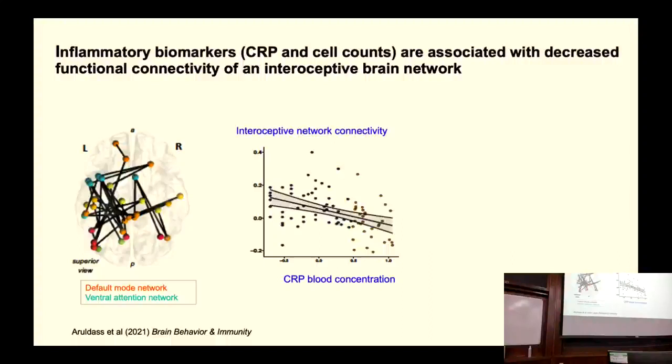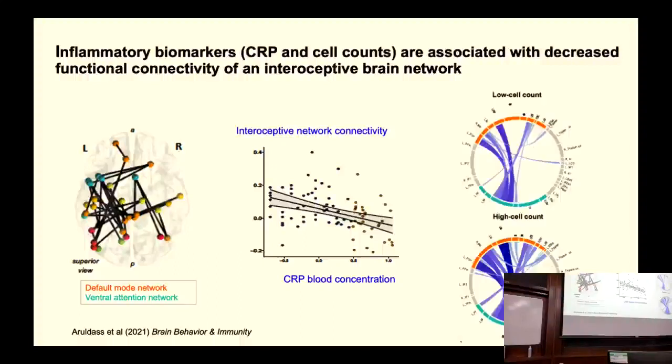So this network, it turns out, is functionally specialized for interoception. And if you look at the connectivity in that network overall, in relation to concentration of CRP in the blood, you can see higher levels of CRP, greater inflammation, reduced functional connectivity in this interoceptive network.